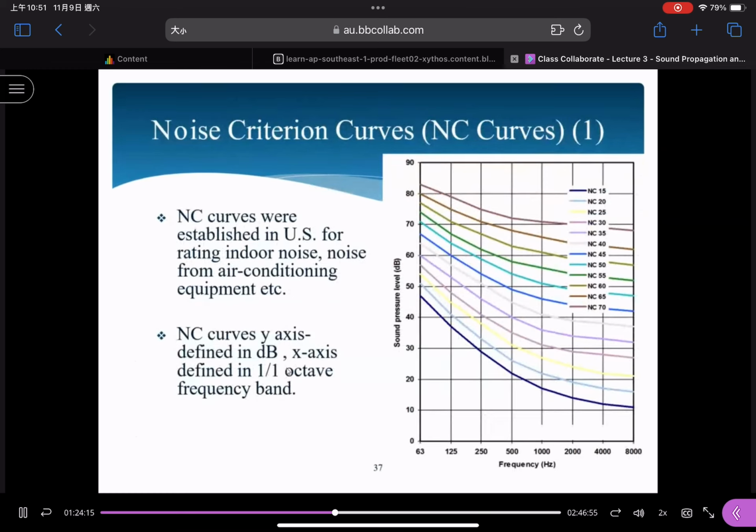This is the chart for the NC curve. You can see that this is the sound pressure level, and this is the frequency. What is the range of this one? This is 1/1 octave, not 1/3 octave. Because 1/1 octave means that when we double the frequency, we increase by one octave.